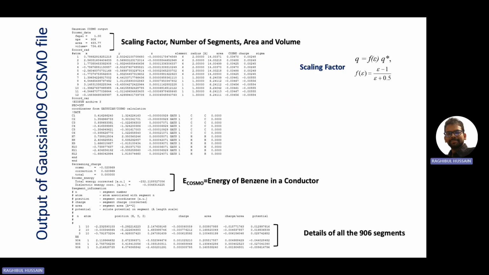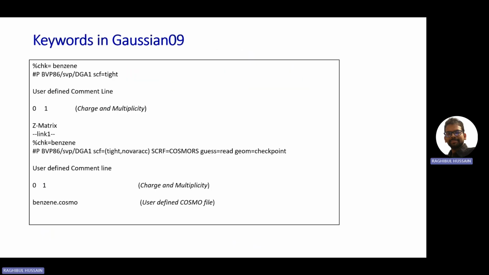I'll not go into sigma profiles. Maybe we can just instruct and show how to make the COSMO file. So just follow these two steps. Any question first? Any questions?